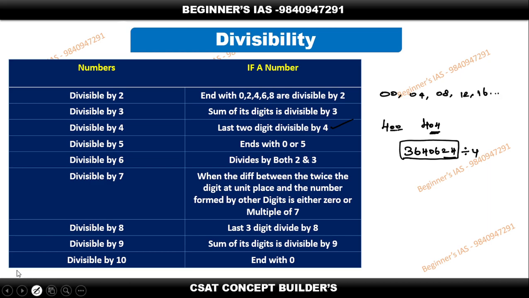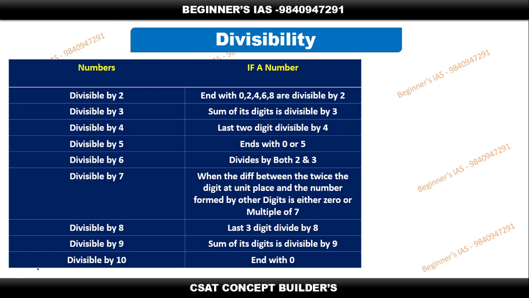Then let us see divisibility by 5. A number ending with 0 or 5 is divisible by 5. 50 is surely divisible by 5, then 55 is surely divisible by 5. So this is the divisibility by 5.